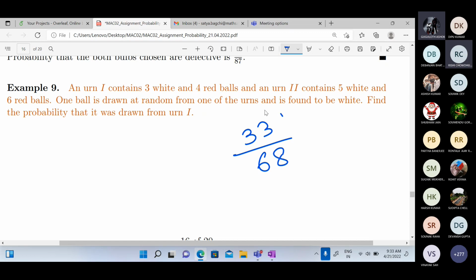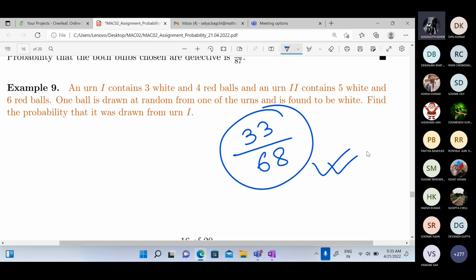Yes, sir. Selecting one is the answer. The second one is 1 by 2. So many students are getting that. That is nice. Yes, sir. It is coming.